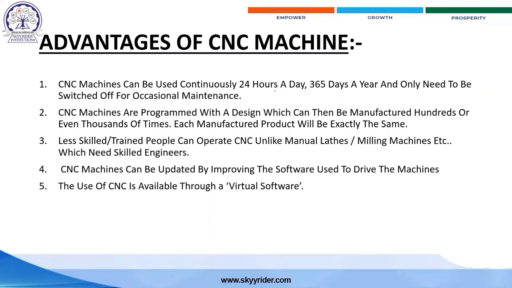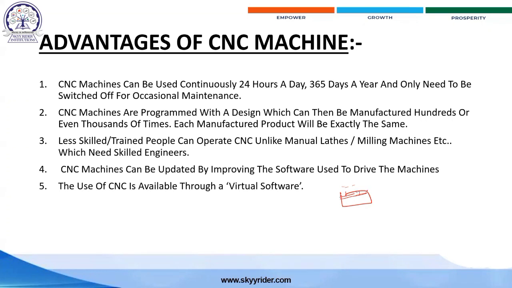Then, CNC machines are formed with a design which can be manufactured 100 or even 1,000 times. In the case of manually operated machines, the operator has to feed all the parameters by hand. Whenever the operator is performing, sometimes the speed of the hand will increase, sometimes it will lower. So the surface finish on the desired product will not be done perfectly.